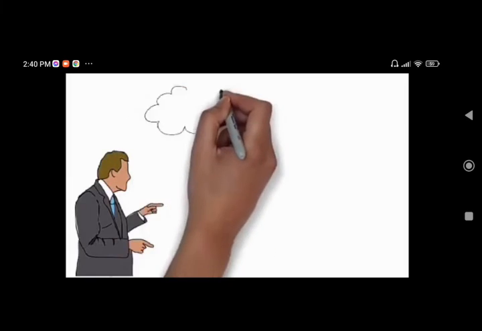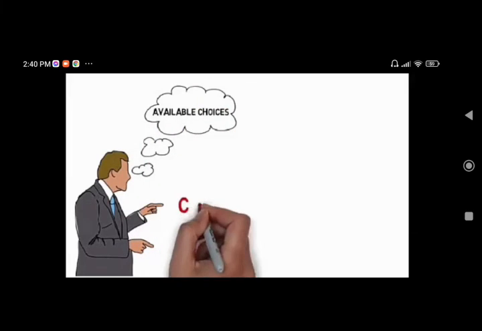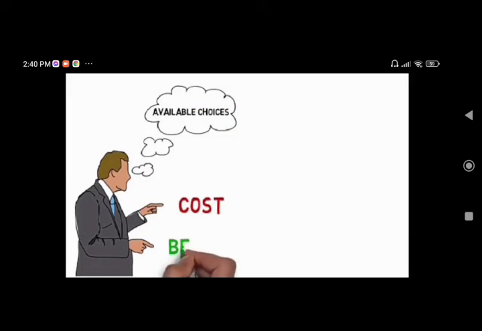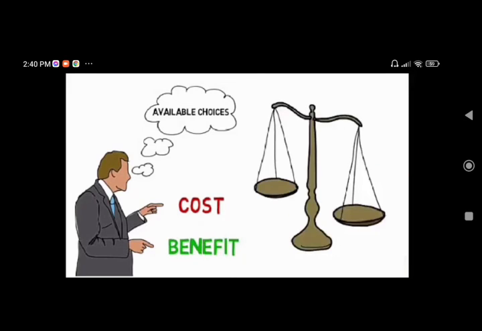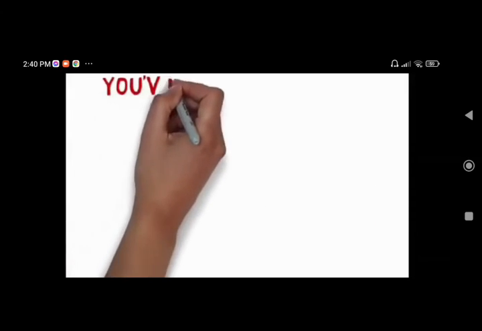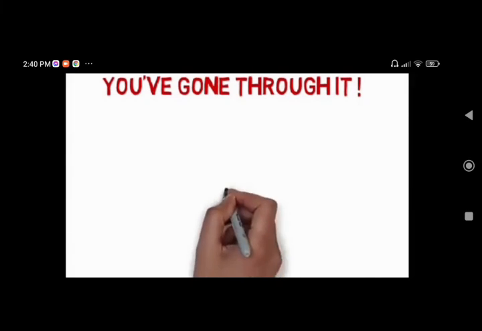Whenever you're about to make a decision and you start weighing your choices against each other, and you start weighing the cost against the benefits, or the returns that you'd get from such a decision, that's what we call cost-benefit analysis, or CBA. We use cost-benefit analysis every day actually. You've just used it now.